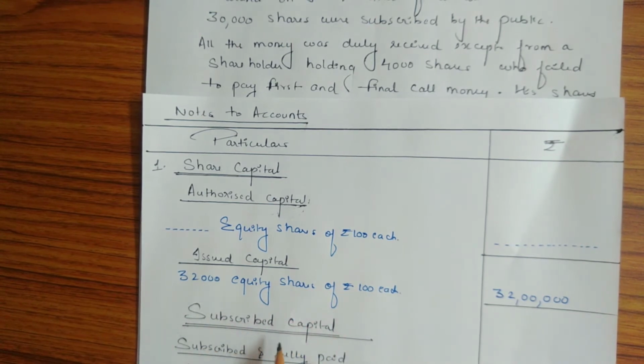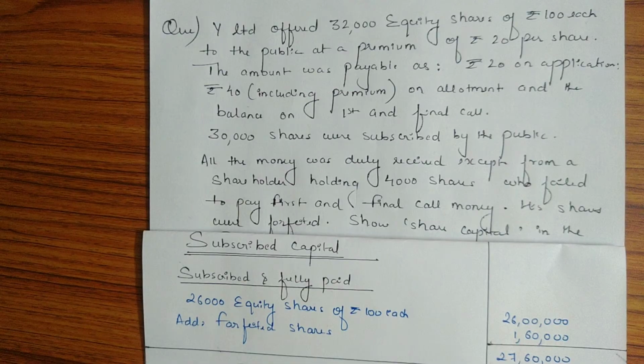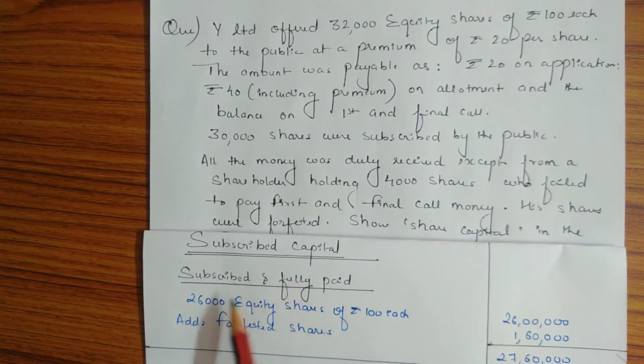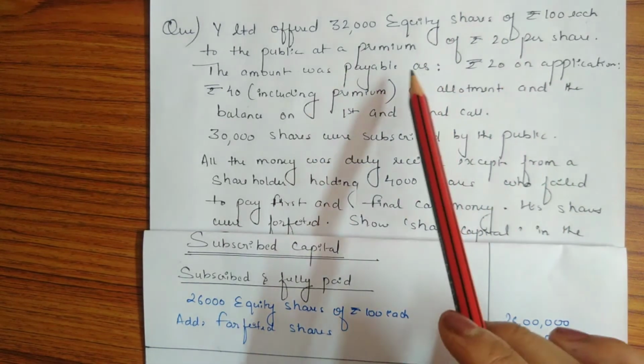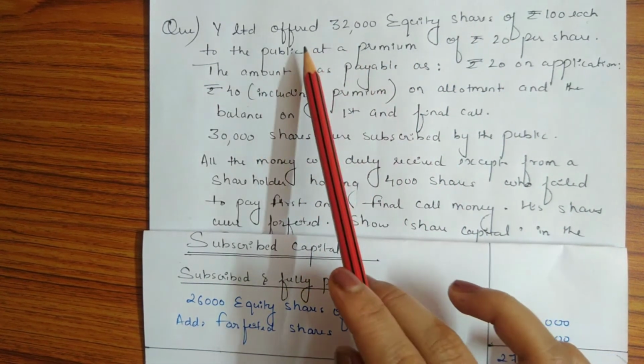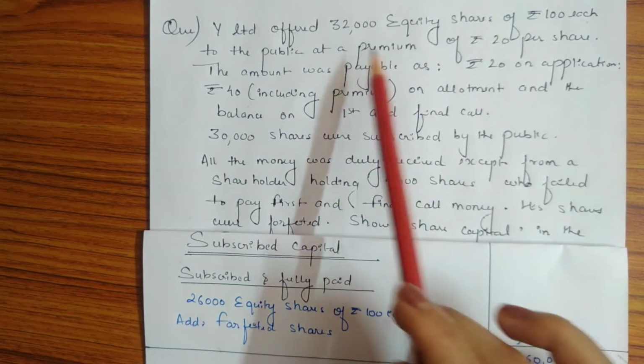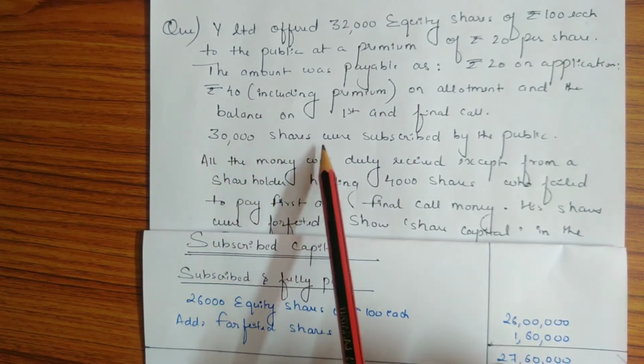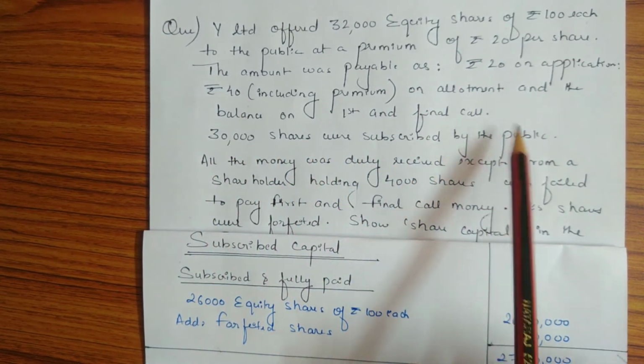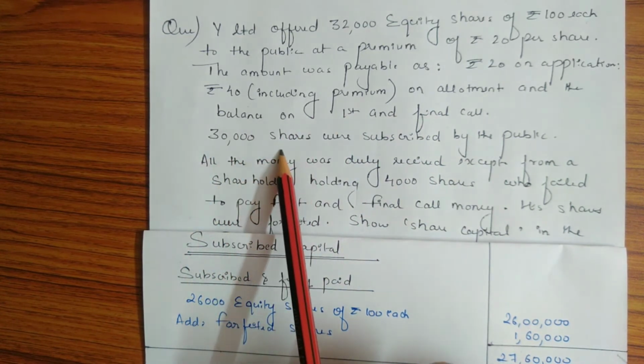Next is subscribed capital. The subheading under subscribed capital is subscribed and fully paid up. Under subscribed capital, we'll mention the number of shares subscribed by the public and the amount which is fully paid by the shareholders. In the question, Y Limited offered 32,000 equity shares, out of which 30,000 shares have been applied for by the public. So subscribed capital will be 30,000 shares.